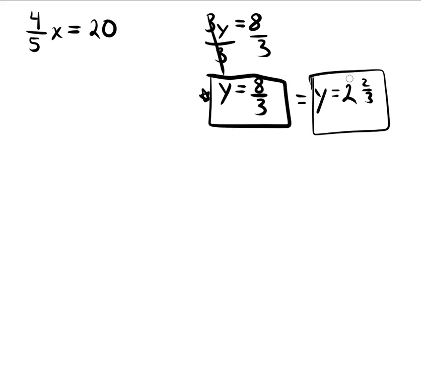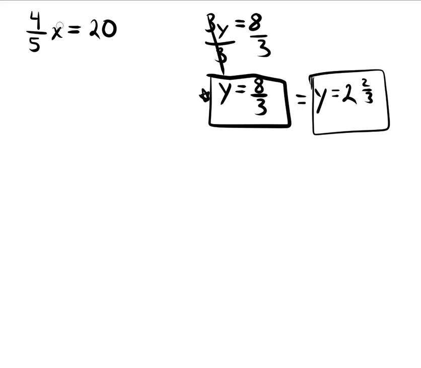So anyway, hopefully that made sense. Let's go on then to this one here. And by the way, if you wanted to, you could check this one to make sure you got it right by putting it in for y. But I'm not going to do that at the moment. I'm going to trust that you can do that by yourself. And so let's look at this here. We have 4/5 x is equal to 20.